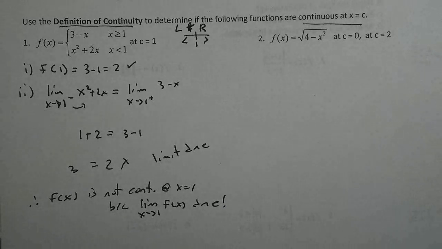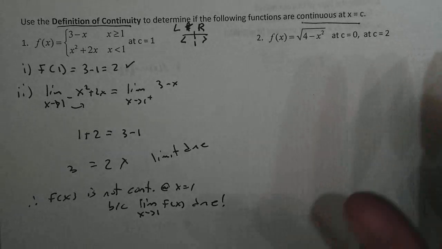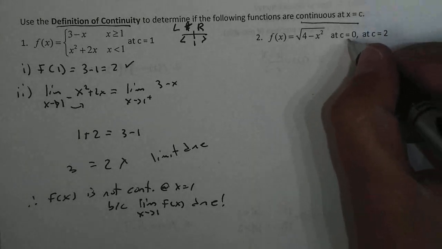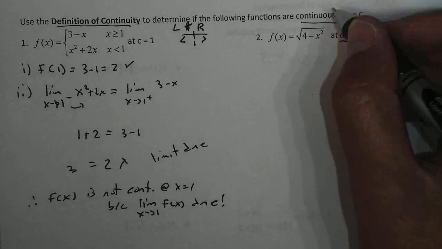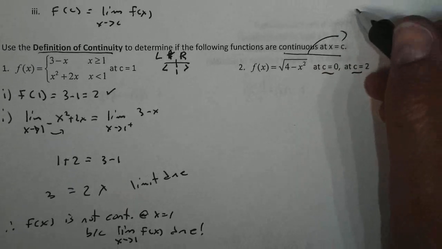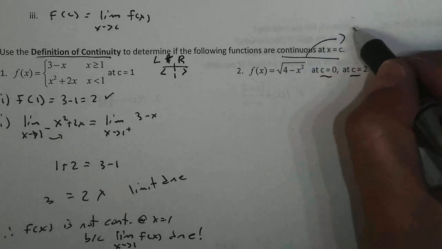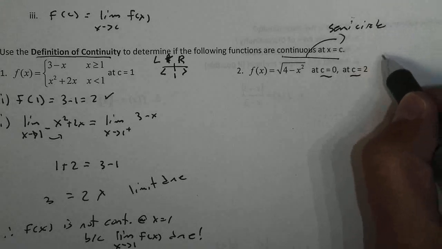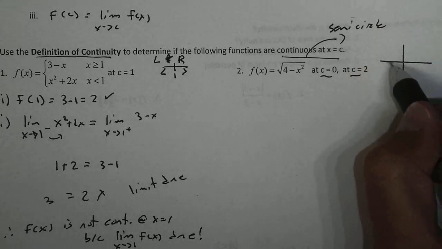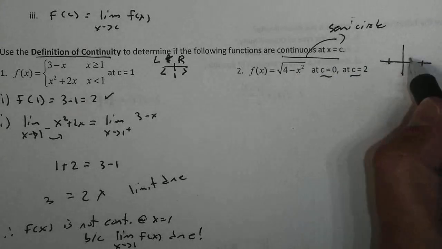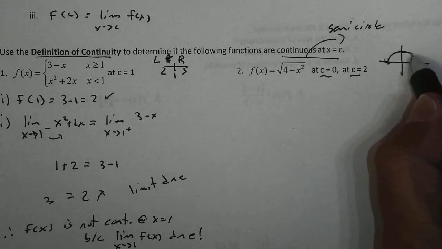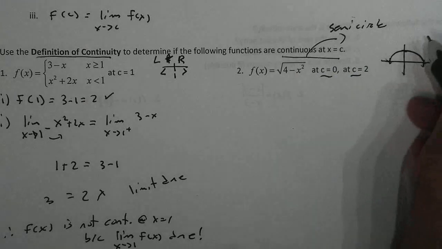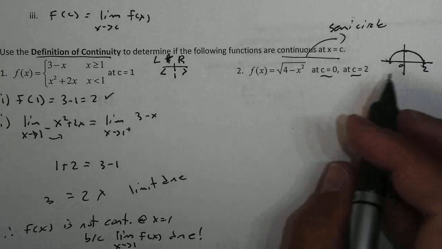Pretty simple to do. Taking a look at number 2, we want to find out if the limit here exists at 0 and at 2. But first, what shape is this? Hopefully you might remember that this is a semicircle with a radius of 2. And it's the top half because it's positive. We'll discuss more about that later on. So there's our semicircle. There's 0 and there's 2.